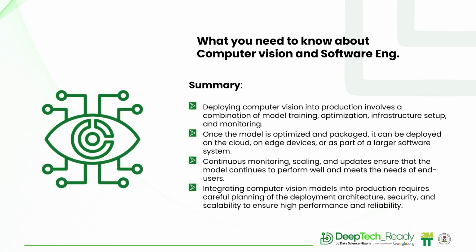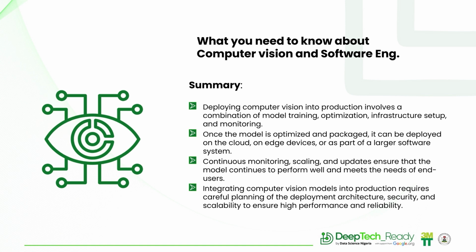So in summary, what are we trying to talk about? Deploying computer vision into production involves a combination of model training, optimization, infrastructure setup, and monitoring. Once the model is optimized and packaged, it can be deployed on the cloud, on edge devices, or as part of a larger software system. Continuous monitoring, scaling, and updates ensure that the model continues to perform well and meets the needs of the end user.